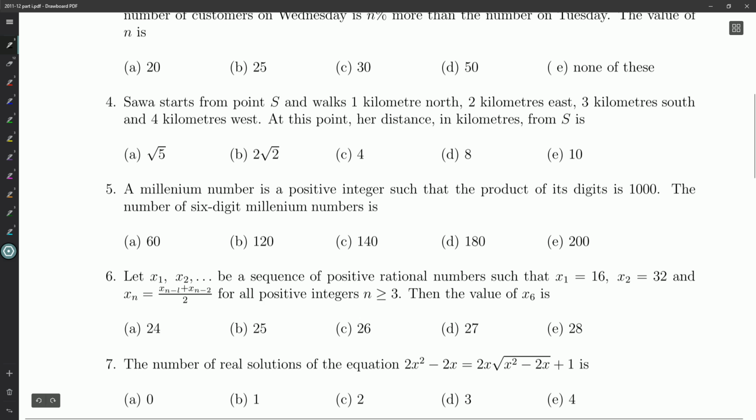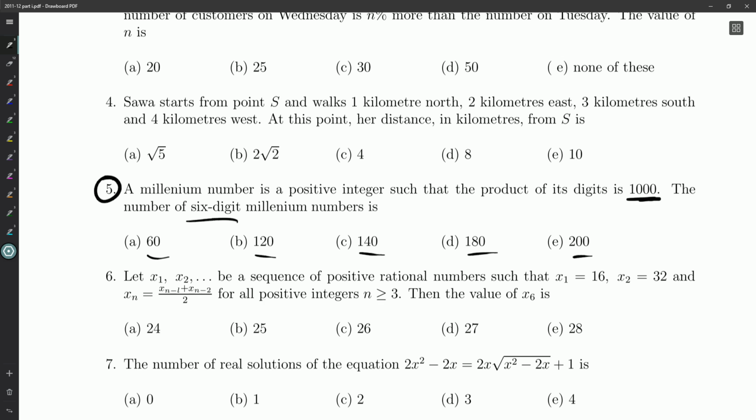Root Beer here, looking at question number 5 on our Alberta High School Math Competition. A millennium number is a positive integer so that the product of its digits is 1000. The number of 6-digit millennium numbers is... Okay, so these are big numbers. We're probably not going to list them all out. But what can we do?